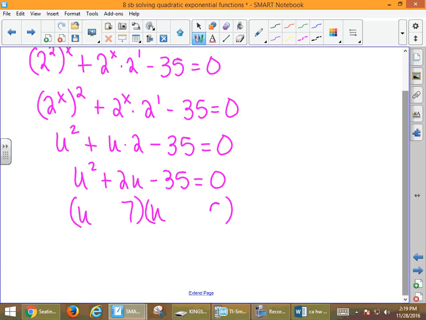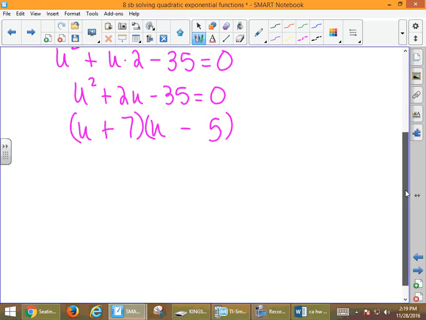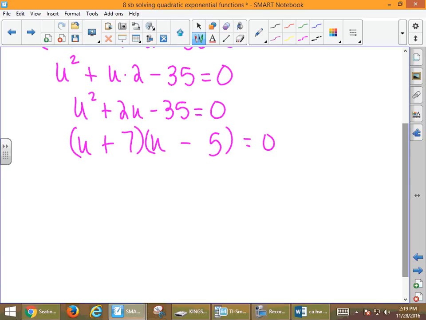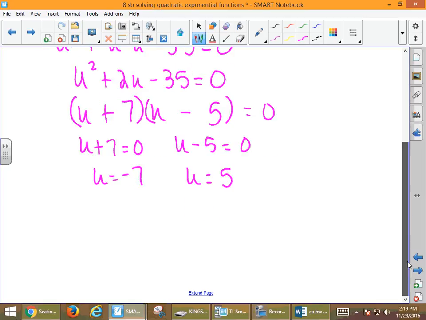7 and 5, plus 7 minus 5. So u equals -7 and u equals 5. And I did some extra work, but I hope you don't have to do any extra work. I hope you can go directly to that. And now we're going to take our value for u, which was 2 to the x equals -7, and 2 to the x equals 5.